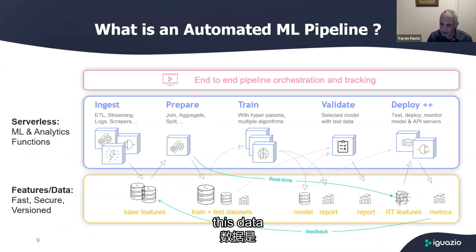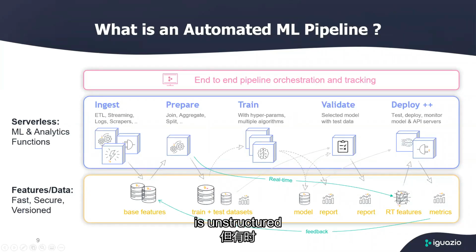Sometimes this data is structured. Sometimes this data is unstructured. Sometimes it's tables, sometimes it's files. But the first step would essentially ingest data from a variety of sources. Again, ETL, streaming, logs, scraping. Then we are going to run microservices for data preparation. They will generate a subset of data.